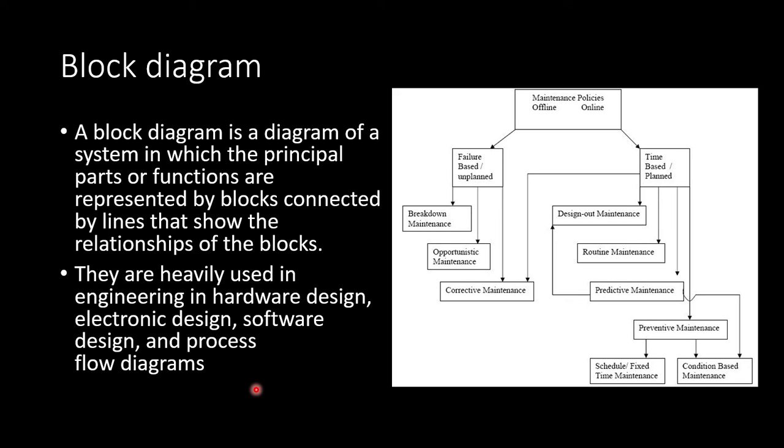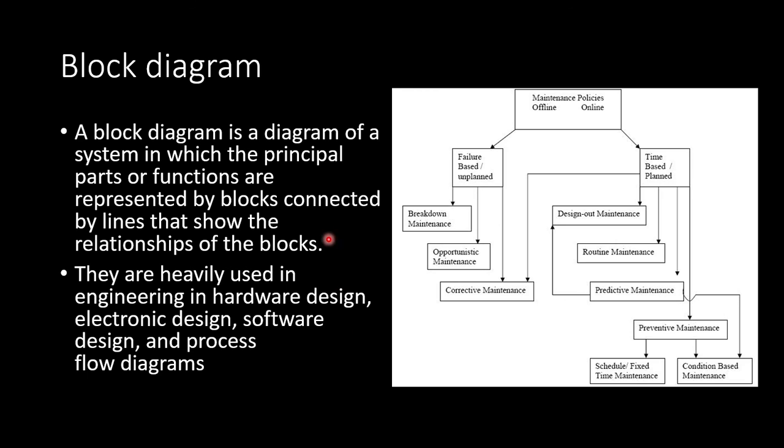Then we have a block diagram. This is a more general diagram where we show the parts or functions, and they are presented in blocks like these ones, and they are connected to other blocks that show the relation. They are used in hardware design, electronic design, in the design process of something, to see what are the relations and the parts that we have in the process. So this is really helpful as a first stage to identify maintenance or to work with maintenance.